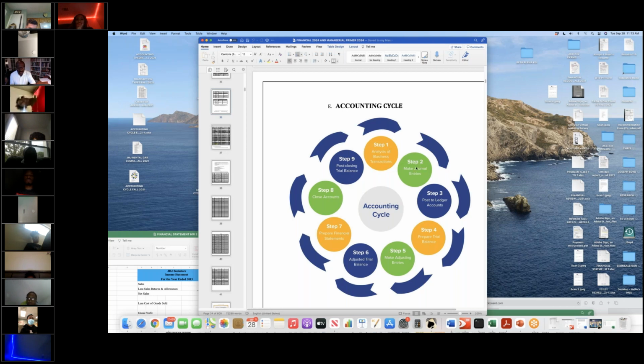You never see the journal entries for a company, posting to the ledger, or the trial balance. You never see that. The only thing you see are the financial statements. So we learn in this course how to prepare them so you understand what's involved.